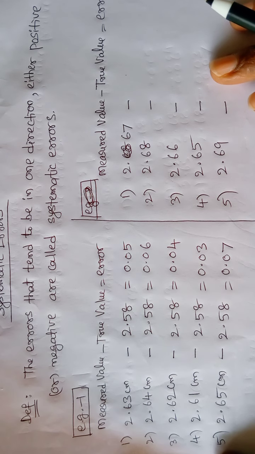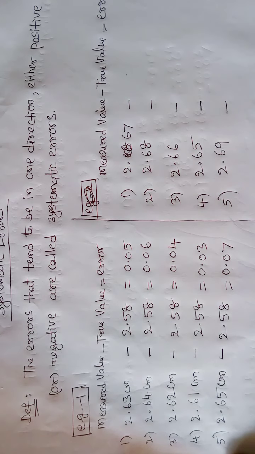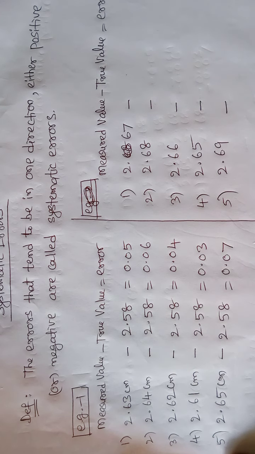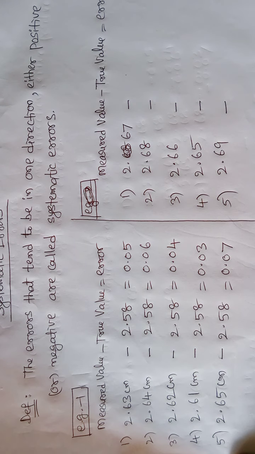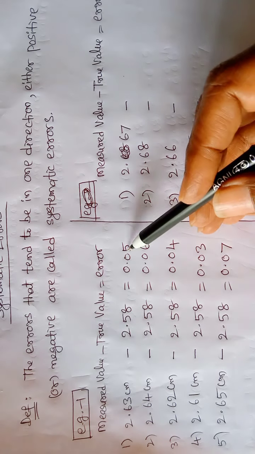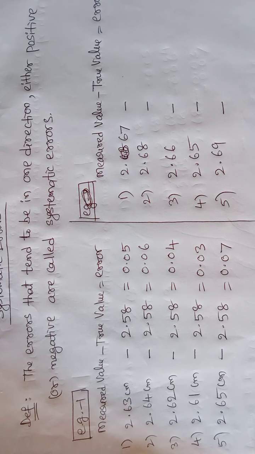With a vernier calipers, you measured the length of an object 5 times and you got 5 different values. But actually, the true length of the object is 2.58 centimeters. Now, taking the difference between the measured value and true value, you get the error. So, you calculated the errors for the 5 readings. Now, you look at the errors. All the errors are positive.